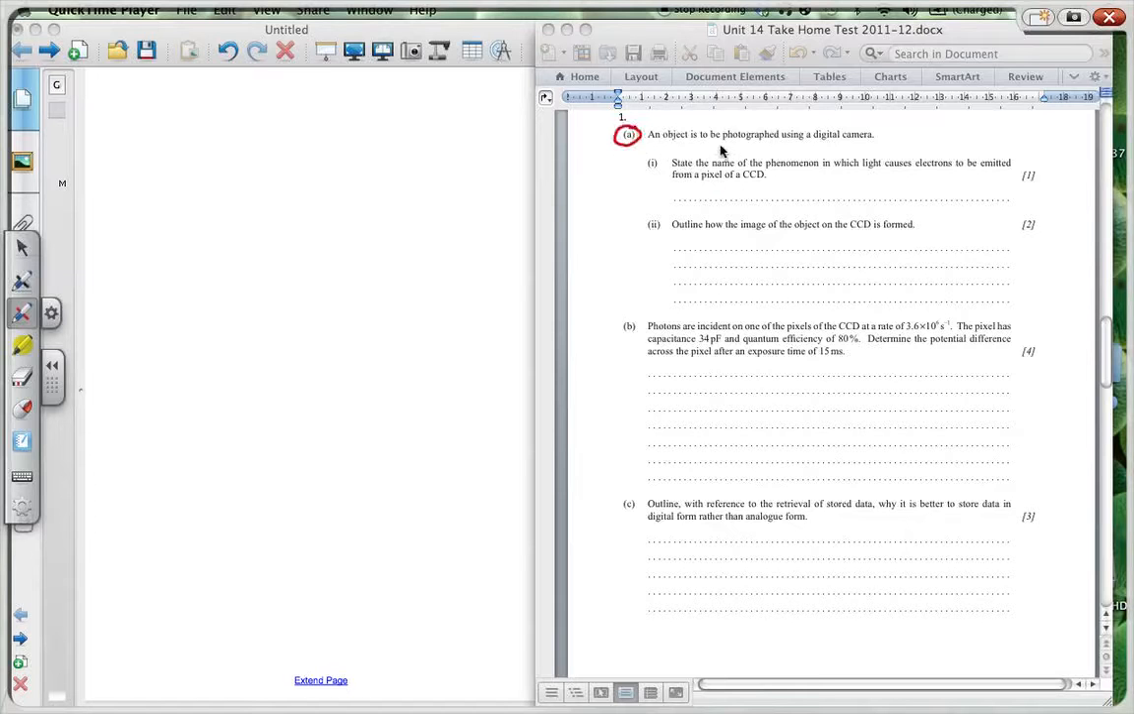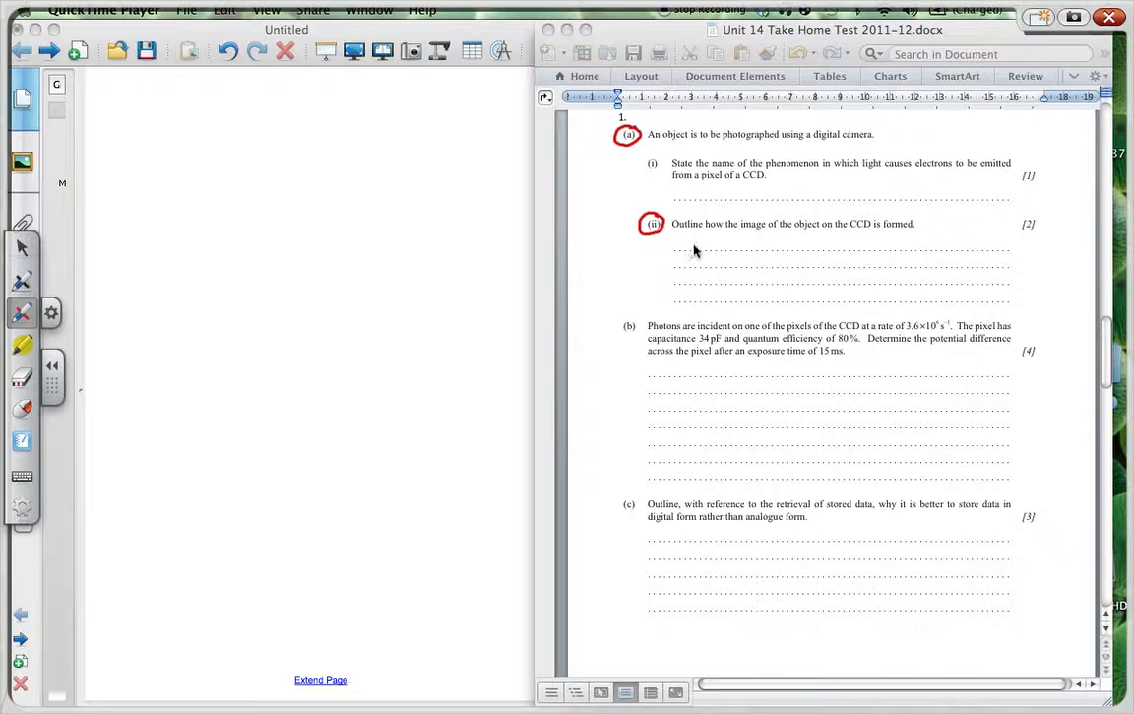Question 1a. An object is to be photographed using a digital camera. State the name of the phenomenon in which light causes electrons to be emitted from a pixel of a CCD. This is the photoelectric effect. And then 2. Outline how the image of an object on a CCD is formed.